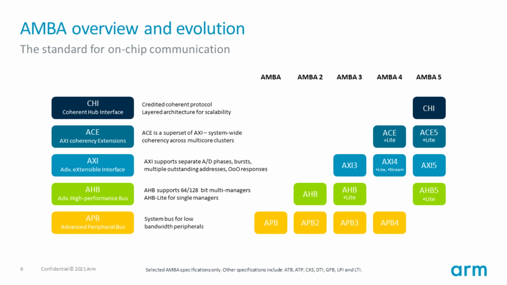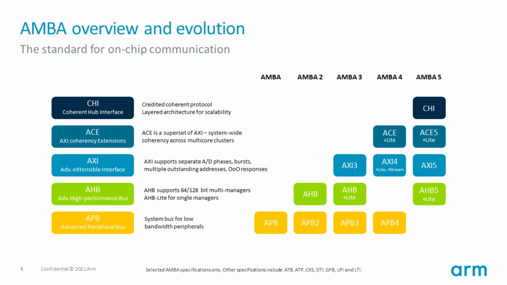It includes APB for simple and low bandwidth peripherals, as well as more mainstream specifications like AHB and AXI, and all the way up to CHI that defines the interfaces, or actually the architecture, for fully coherent, high-performance multi-core systems. And that's what we illustrate here, the different specifications and how they were introduced through the different AMBA generations all the way to AMBA 5, where we are today.